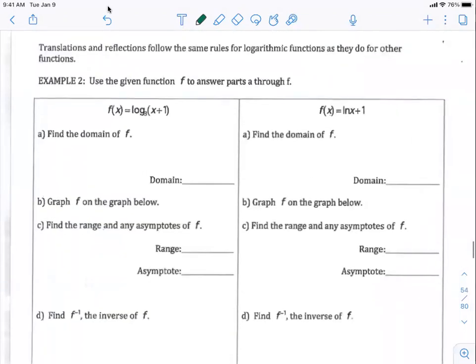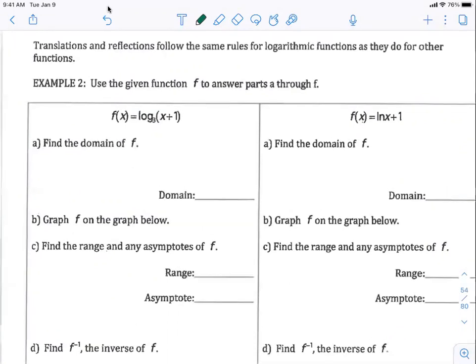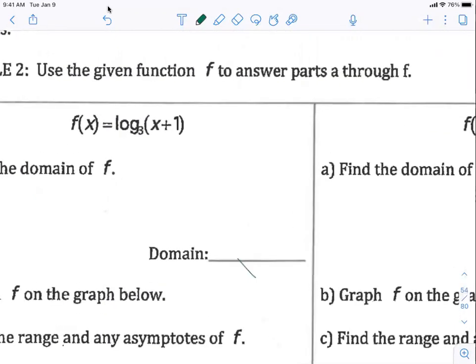So given this problem, we've got log base 3 of x plus 1. So first of all, just like we've always learned with translations, what happens to the inside affects your x. What happens to the outside is going to affect your y. So if we take a look at the x plus 1, this is inside. So when we go to graph this, this means left 1. So keep that in mind.